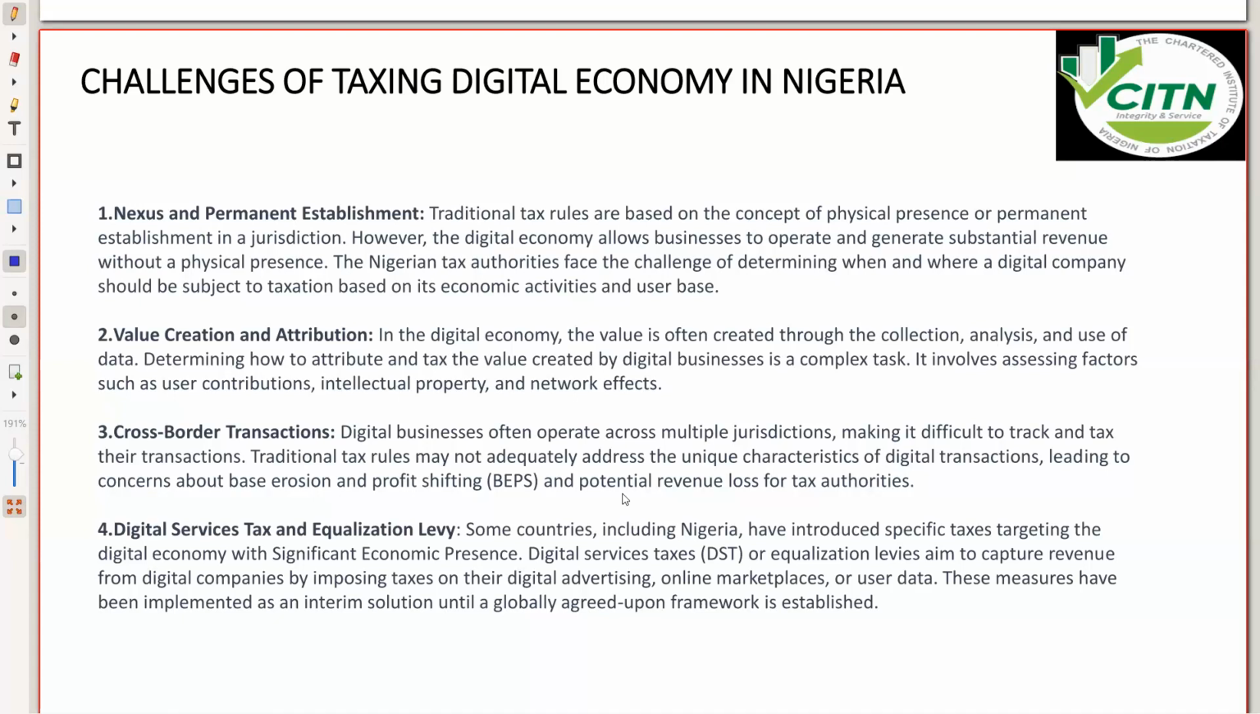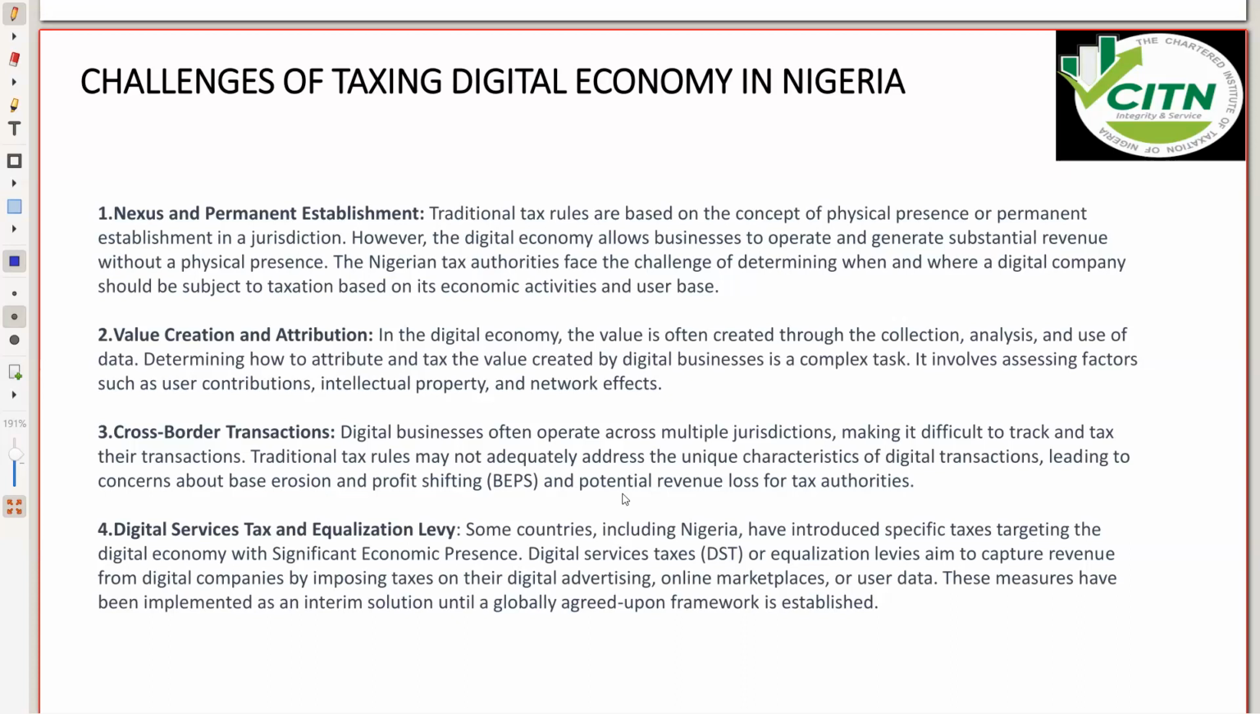Second is being able to determine value created and attribution. In the digital economy, value is often created through collection, analysis, and use of data. And this data, we don't have access to it. So being able to determine the value that's been created is quite a complex task. So that's really a key issue when it comes to taxing this digital economy.